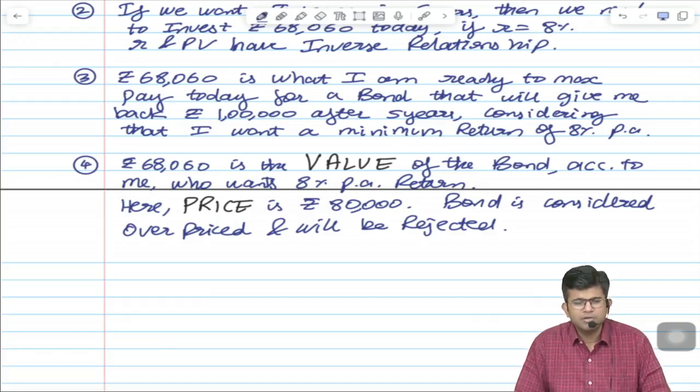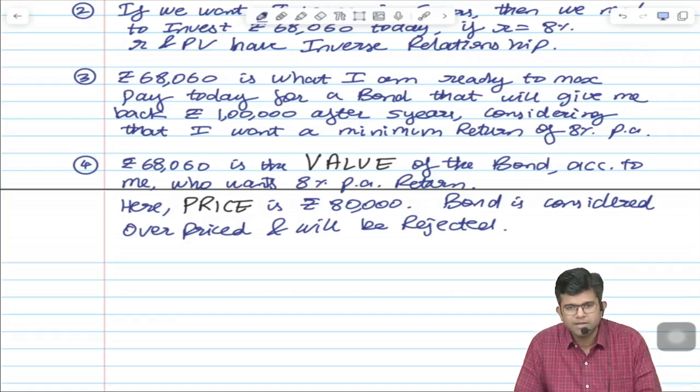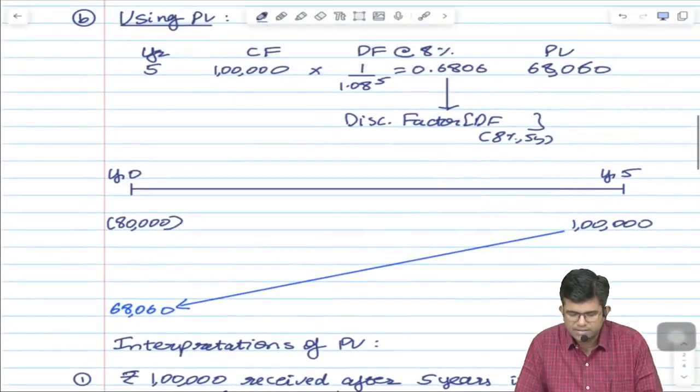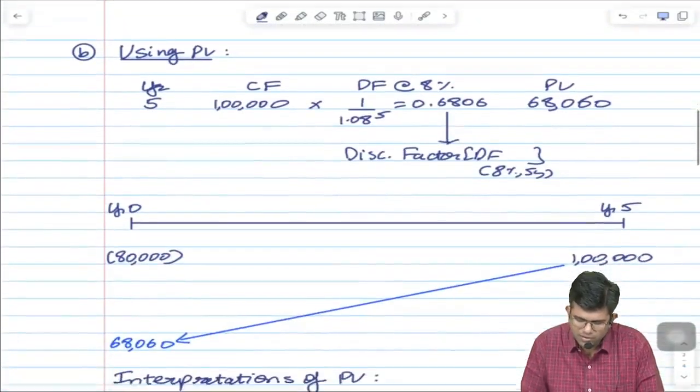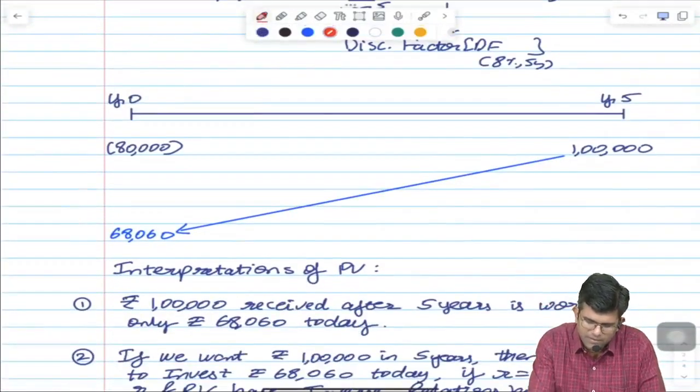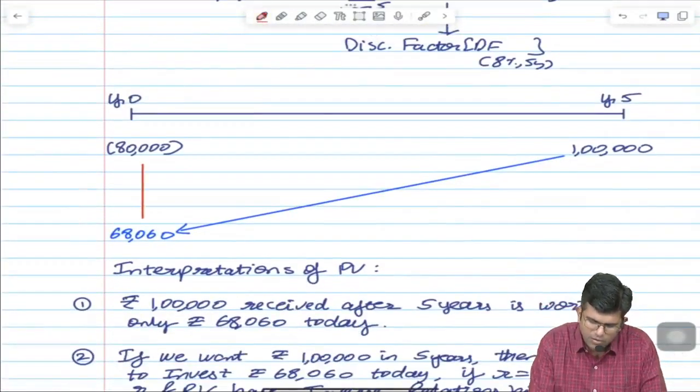Price and value difference you all understood, no? Price is what they are asking you to pay. Value is what you are ready to max pay. Got clarity? Everything clear? 4 interpretations understood? Okay. That is as far as this particular PV is concerned.